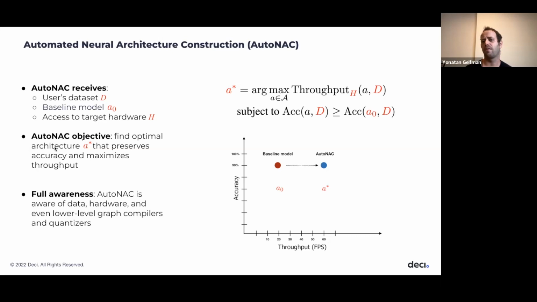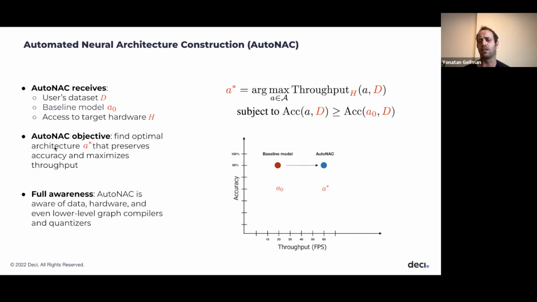So what we want is that the throughput on the hardware of that A will be maximum, subject to preserving the accuracy of that A on the data D compared to the accuracy of A0, which is the example of ResNet 50 that I took. And let's decompose this into two components. One of them is the throughput H. So how can we know the throughput H on the hardware H for a given architecture A?